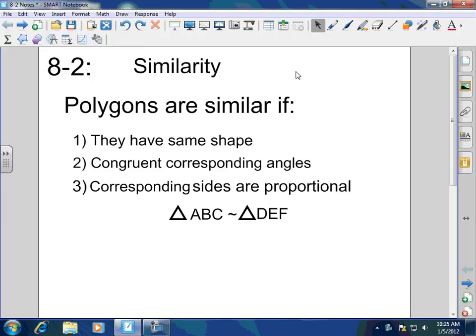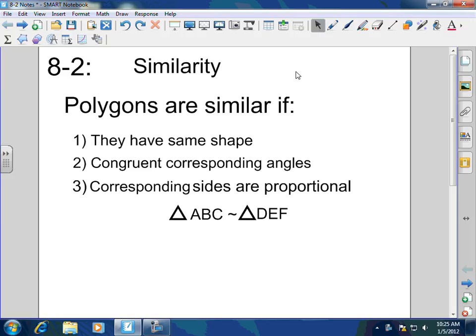Let's learn about 8.2 today, similarity. Now, similarity I had kind of defined for you guys already in lesson 8.1. Today we're going to actually go ahead and solidify my description and give you the characteristics of what similar figures or polygons are. All right.